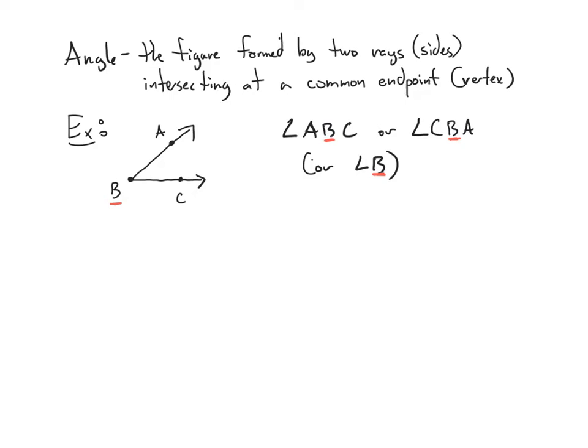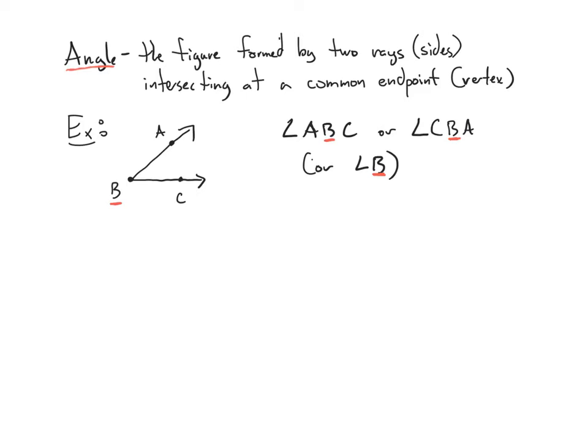Let's talk about angles now. So what is an angle? Well, an angle we're thinking of is the figure that's formed by two rays, here they are, ray BA and ray BC, where B is the endpoint where they intersect at that common endpoint.